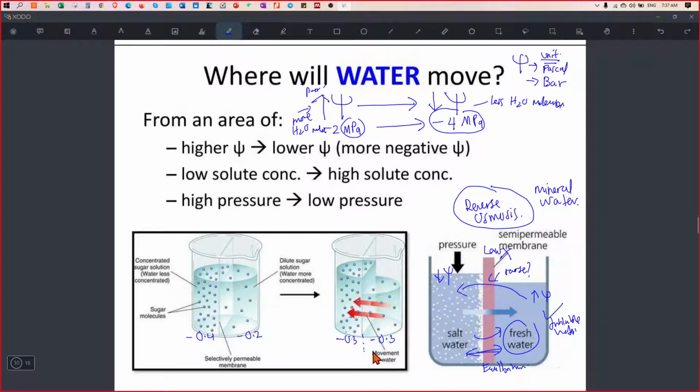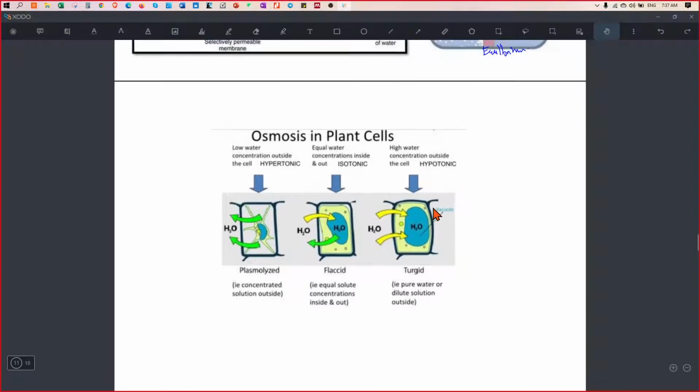Okay, both of them have achieved equilibrium, for example. And of course the unit is megapascal, right? So what about in plants? In plants, the movement of water outside of it, of course, again follows the water potential. It has an impact on the plant. I think you have seen this before.